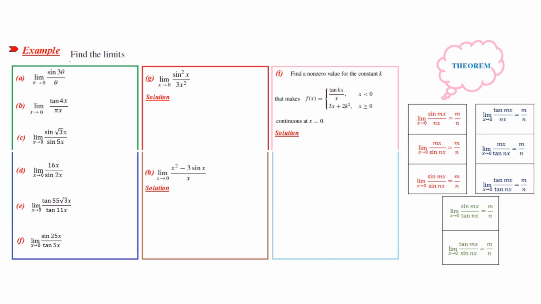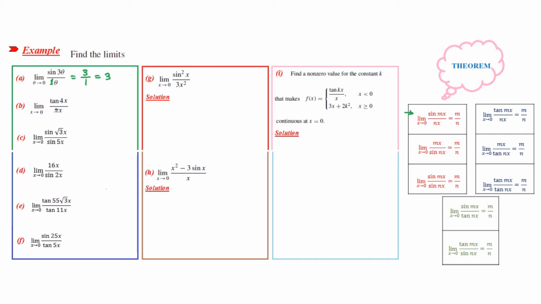The first question is the limit of sine 3 theta divided by theta when theta goes to 0. Now you can apply these theorems for this example because the coefficient of theta down is equal to 1. So by using this rule, you can see that this limit equals 3 over 1, which equals 3.